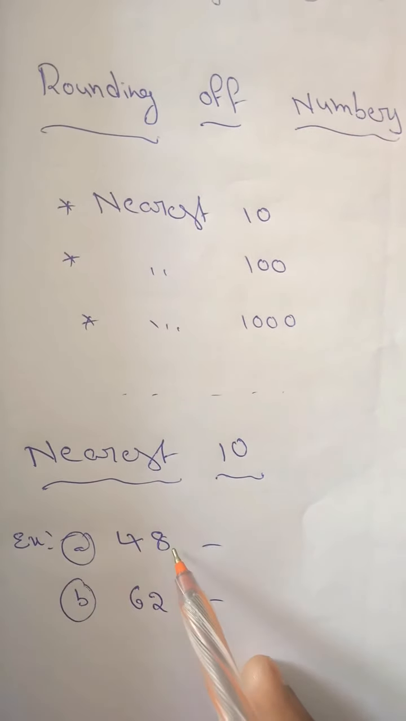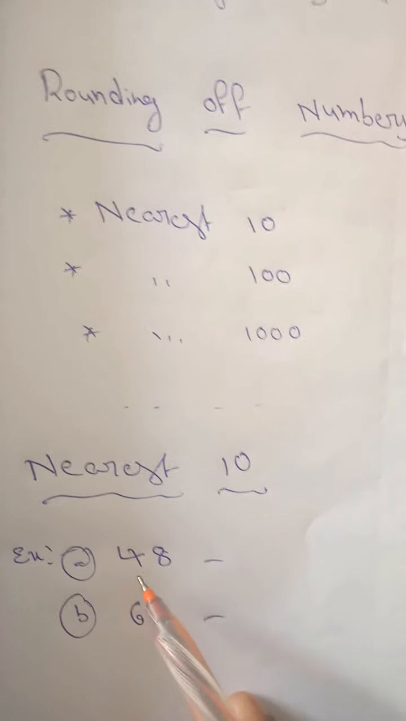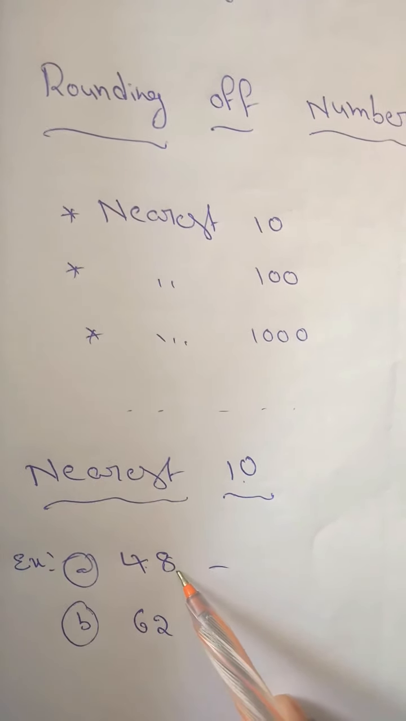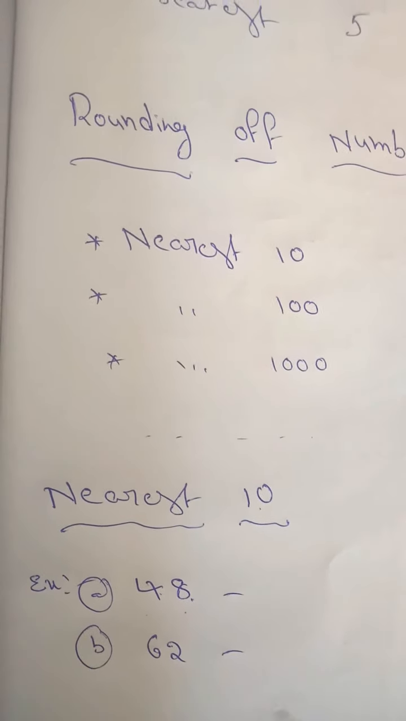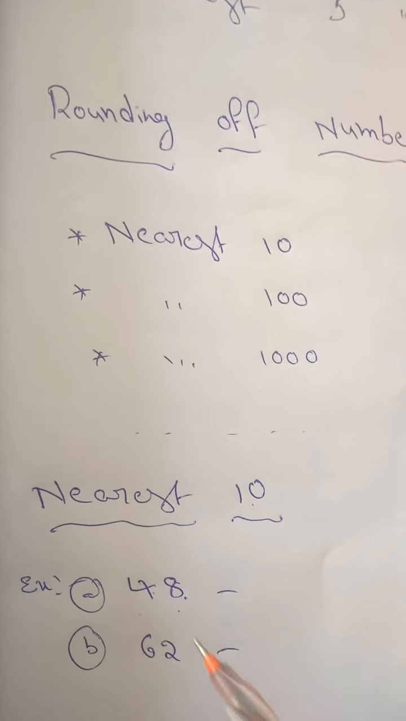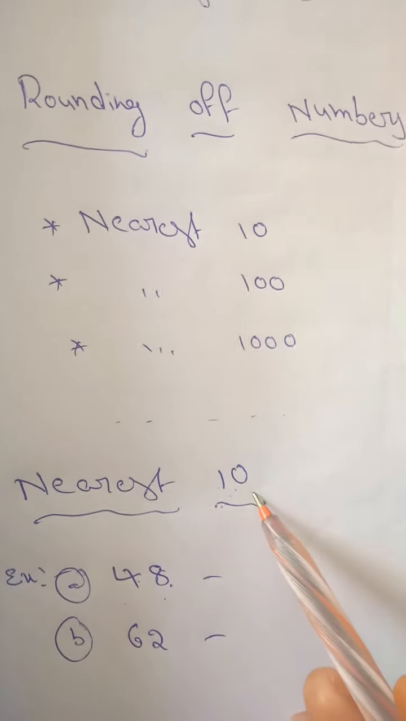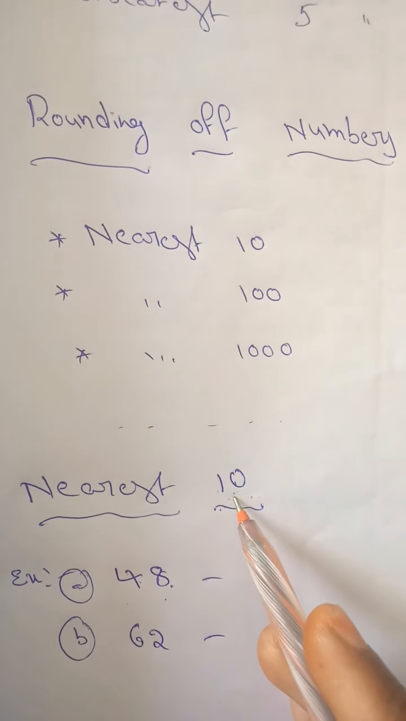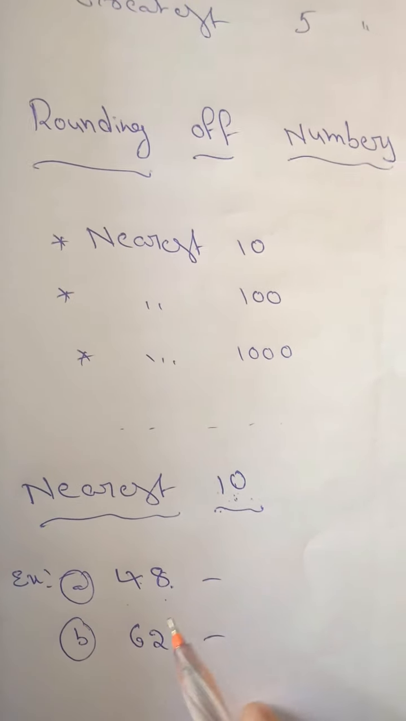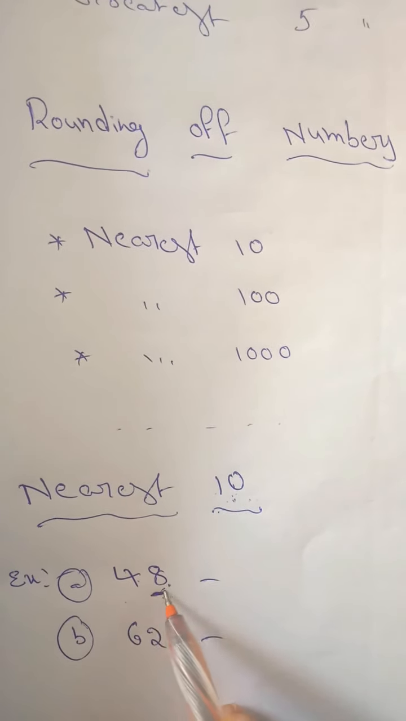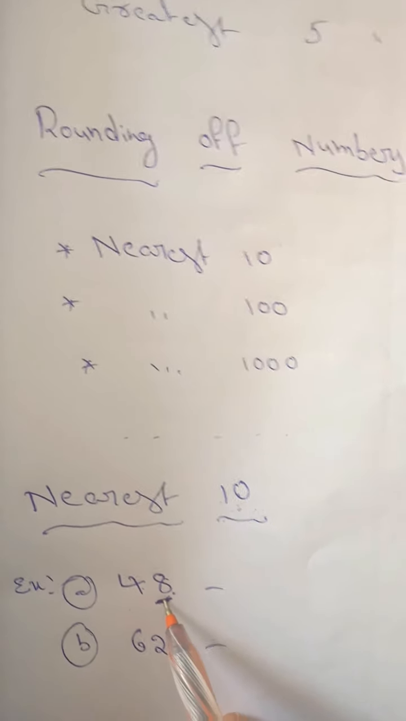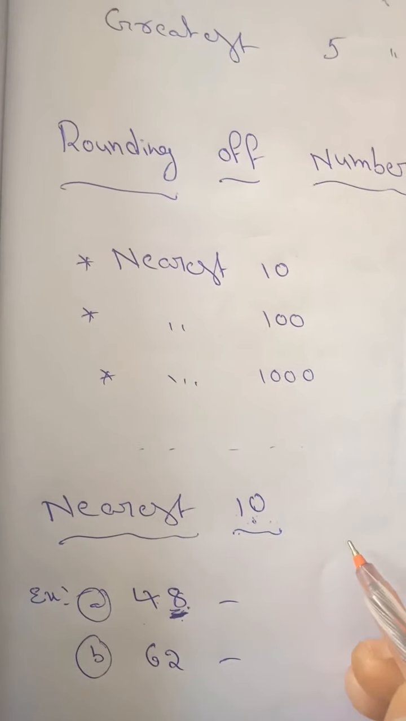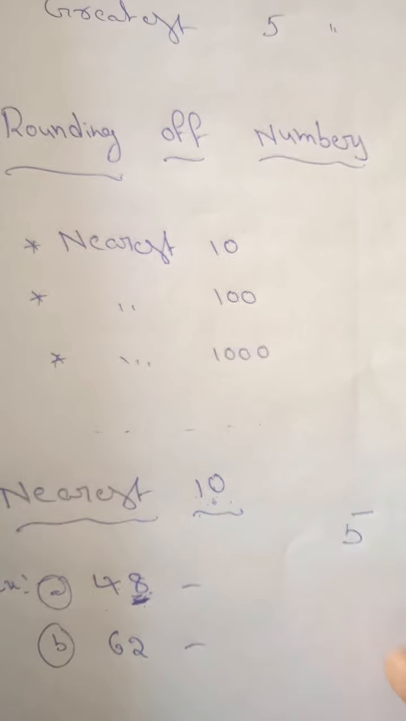Here I am giving two examples, 48 and 62. Let us write 48 as nearest to 10. 48 is a how many digit number? A 2 digit number. Whether it is a 3 digit or 4 digit number, we write it like that only. Now, nearest to 10. In 10, how many zeros are there? Only one 0. So in the given number we only have to check the ones place. Half of 10 is 5, so the ones place digit is compared with 5.